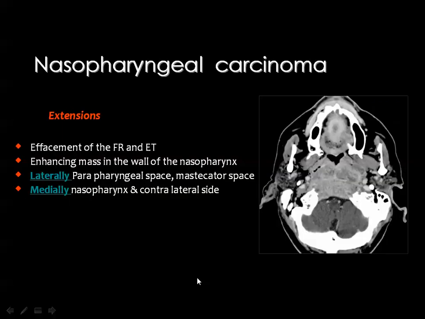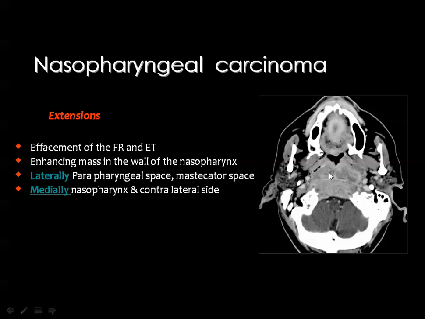Then, laterally, whenever the tumor extends laterally, it will encroach on the parapharyngeal fat, and it may obliterate the fat totally, and may invade the muscles of mastication, the pterygoids, the temporalis, and the masseter, as well as the ramus of the mandible.